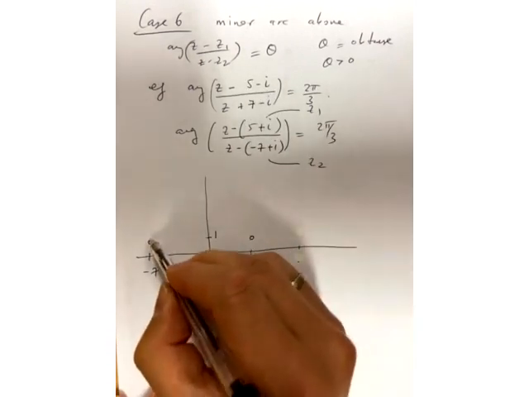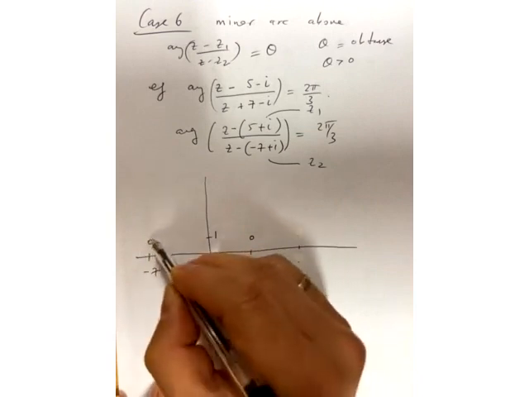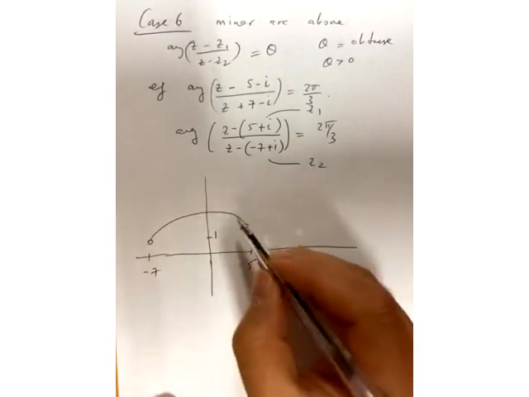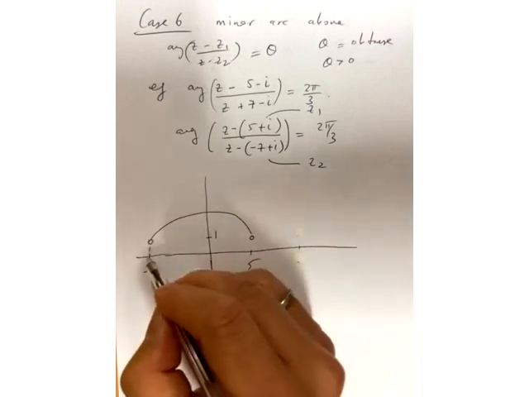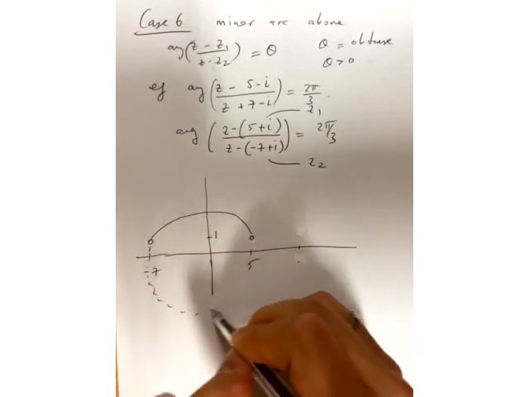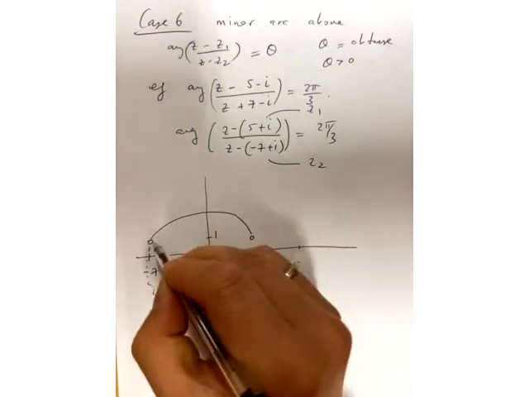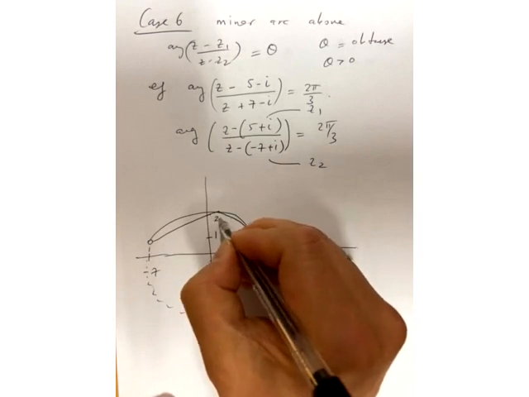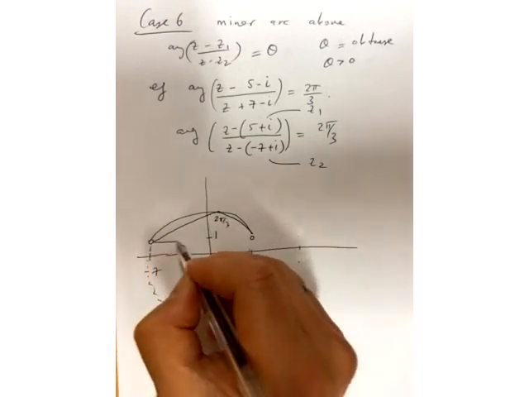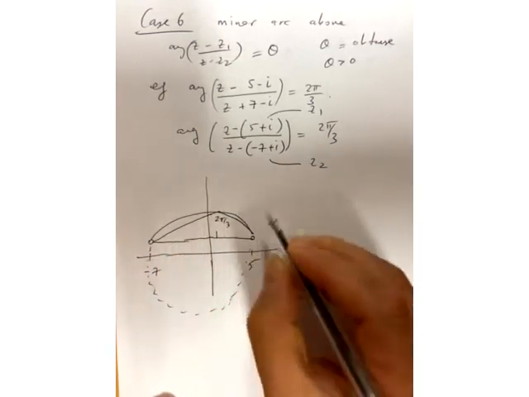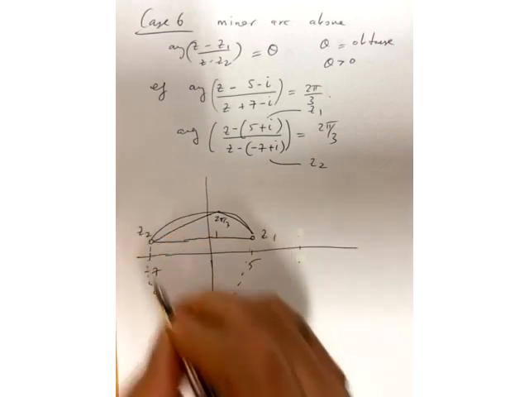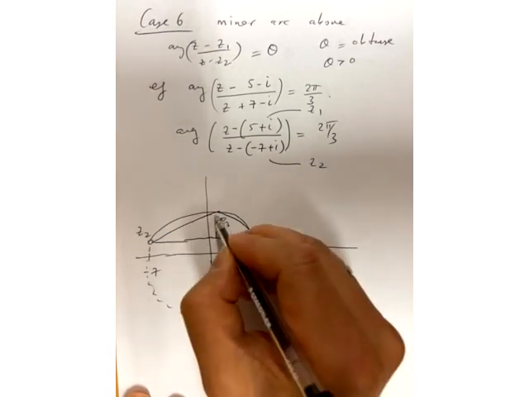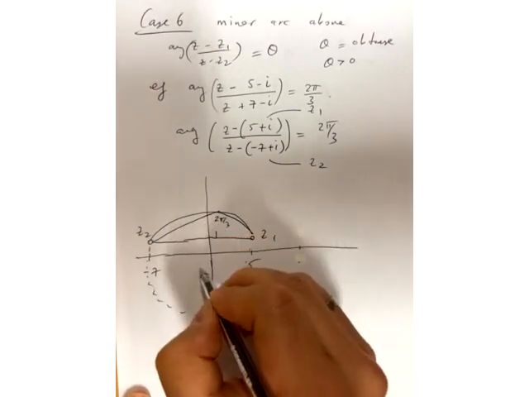A minor arc above means that it's going to be a minor arc, and it's above the interval. So that means the rest of the circle is somewhere in here. Now that's a badly drawn circle, by the way. That angle is going to be 2 pi on 3. So if you draw a line straight across, this is nice and easy. This is z1, and this is z2.